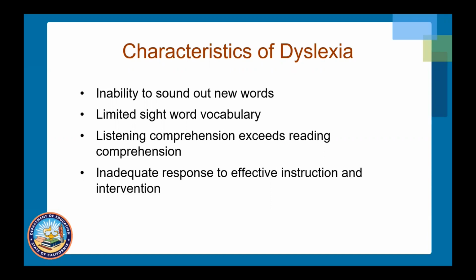Other common characteristics of dyslexia are a listening comprehension that exceeds reading comprehension and an inadequate response to effective instruction and intervention. We should discuss this last characteristic a little further. If 85% or more of students in a class are reading at grade level, then the lack of reading proficiency of the other students could be an indicator of dyslexia.